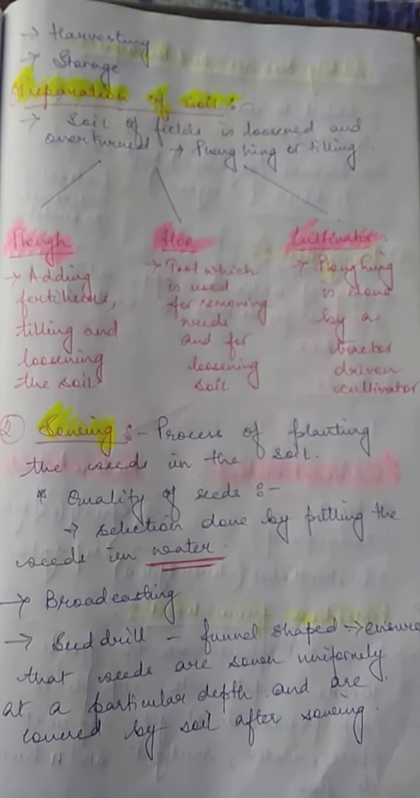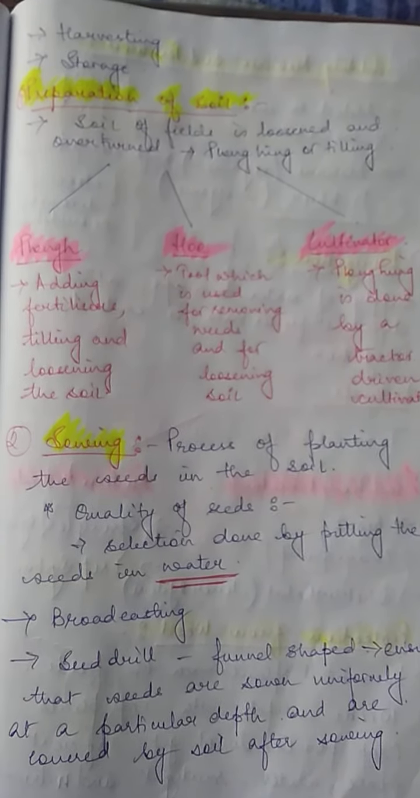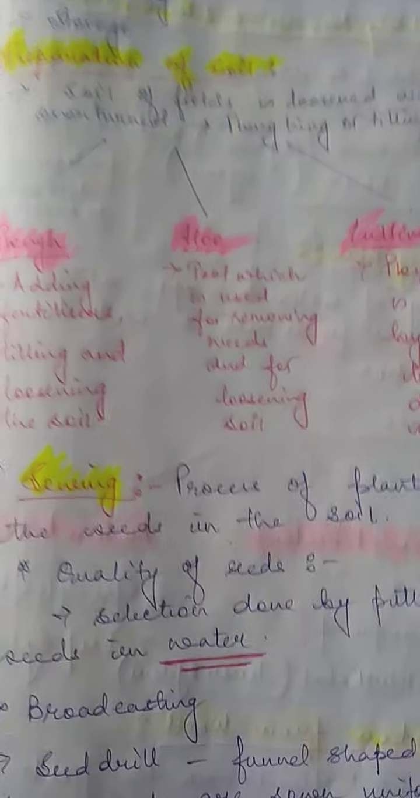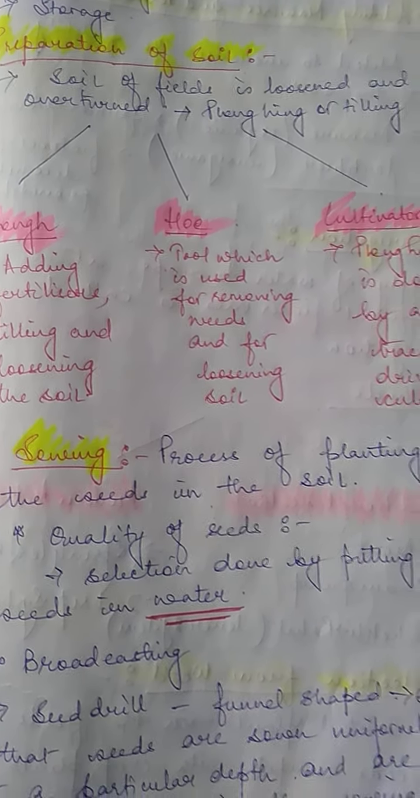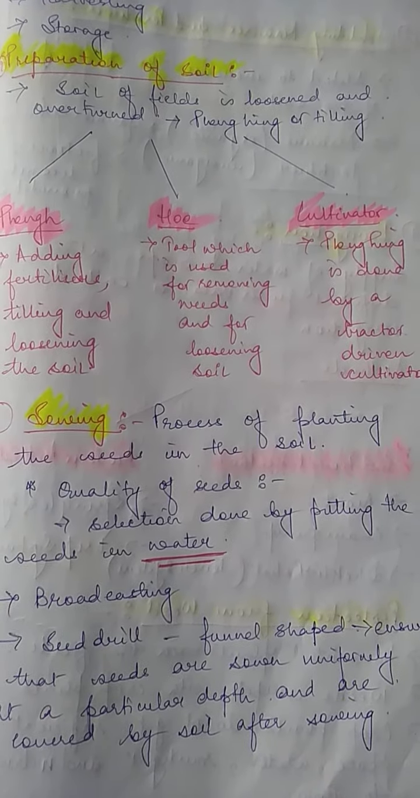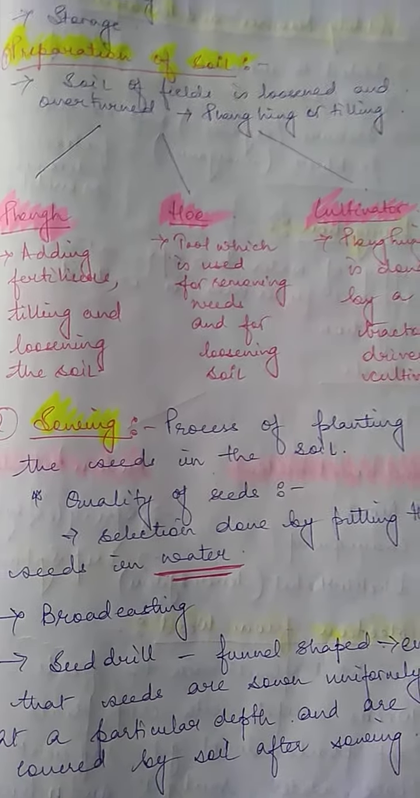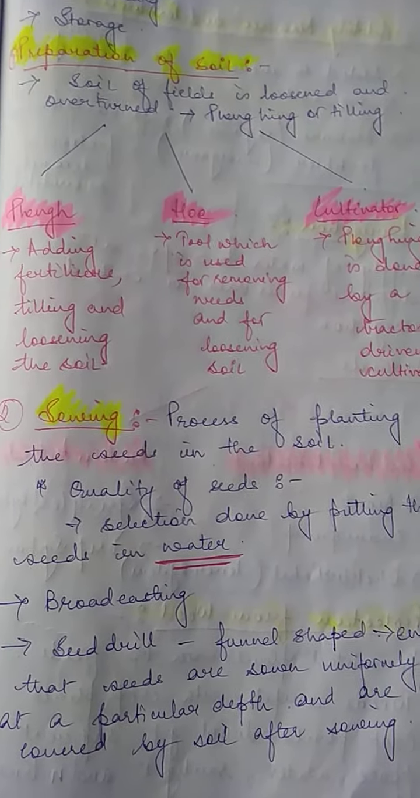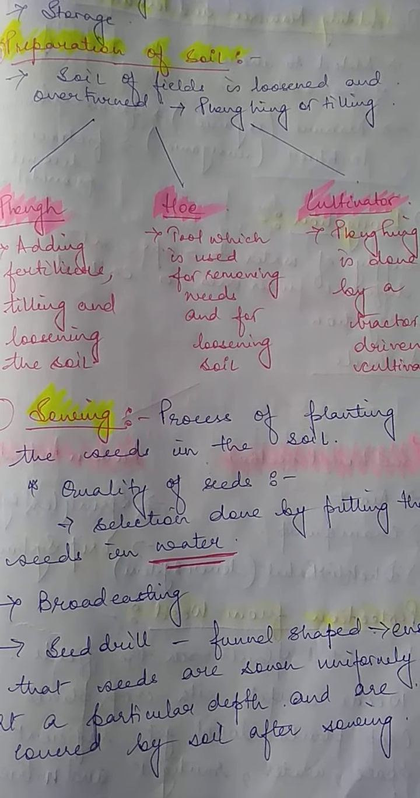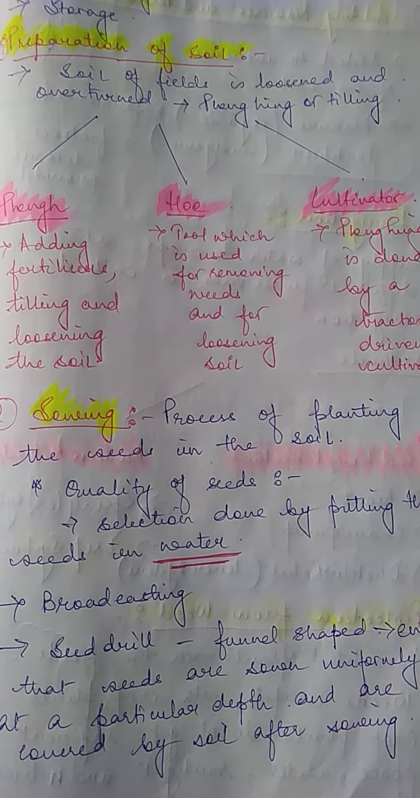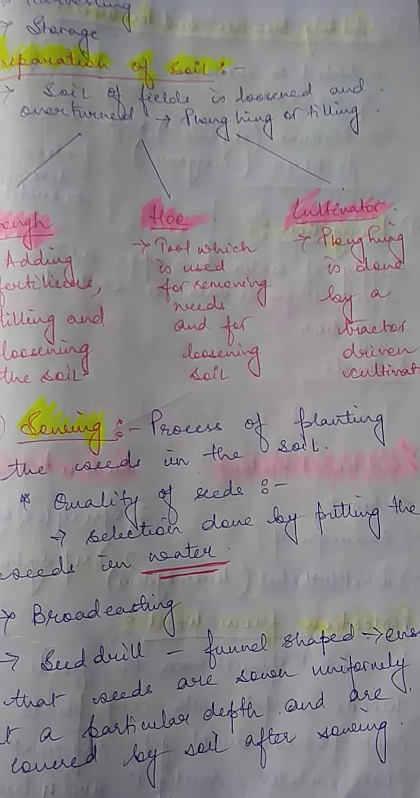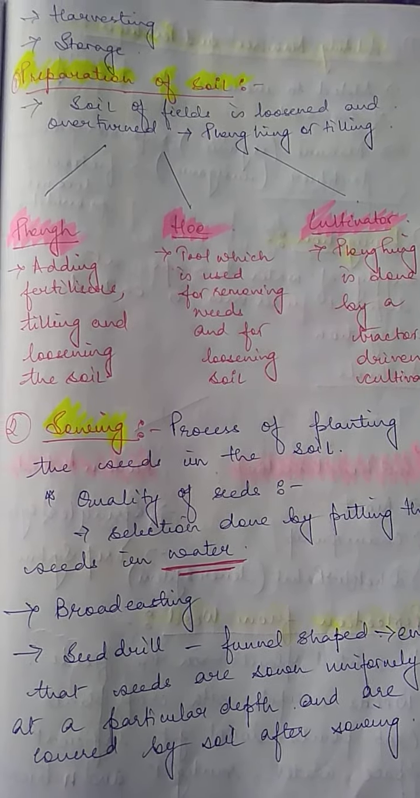Sowing is the process of planting the seeds in the soil. Good quality seeds are used. How is the selection done? By putting the seeds in water. What happens if the seeds are good and if the seeds are bad? The bad seeds will float, and the good seeds sink, and the bad seeds are removed.